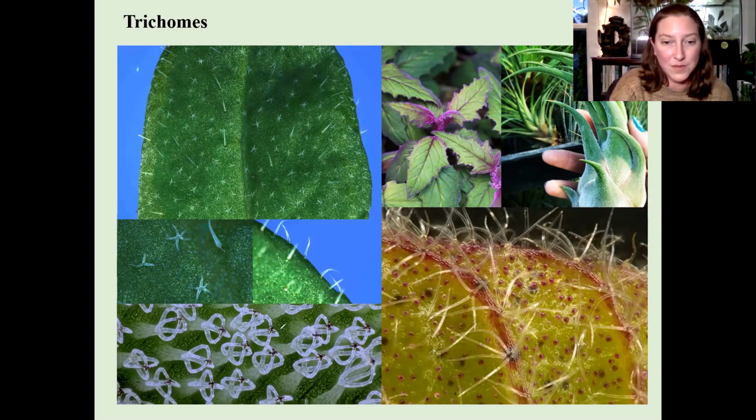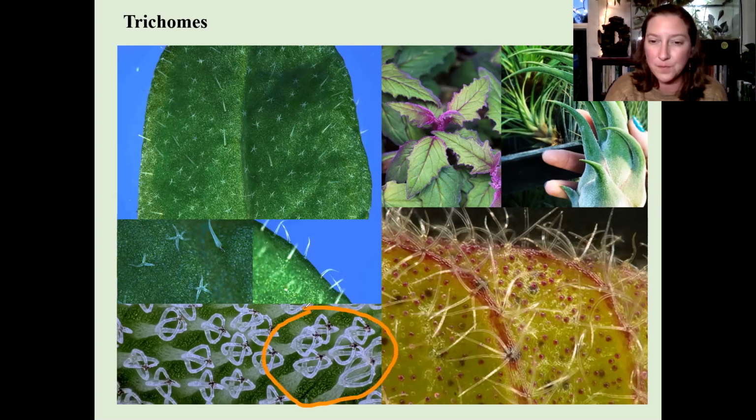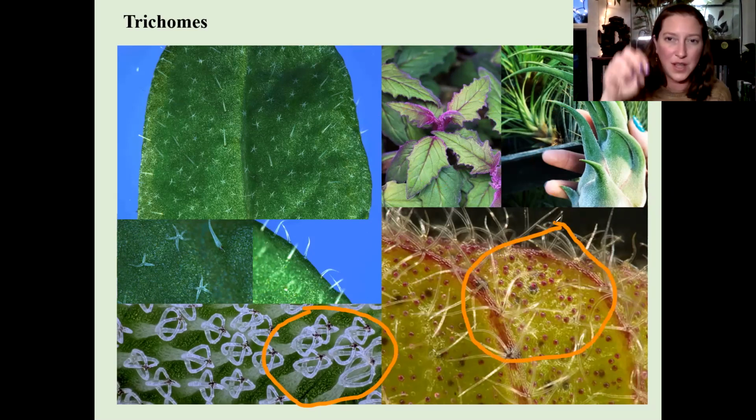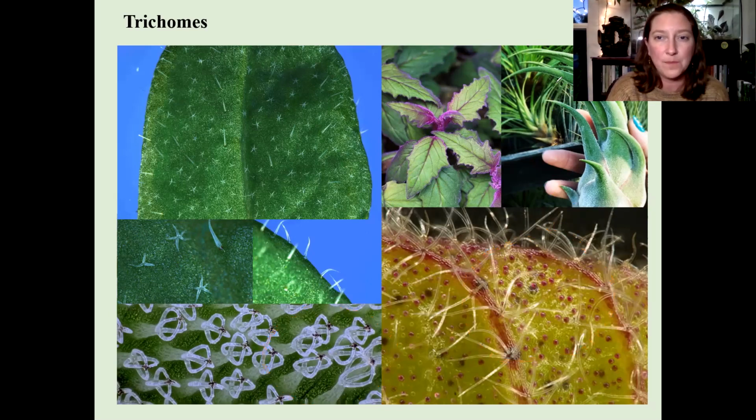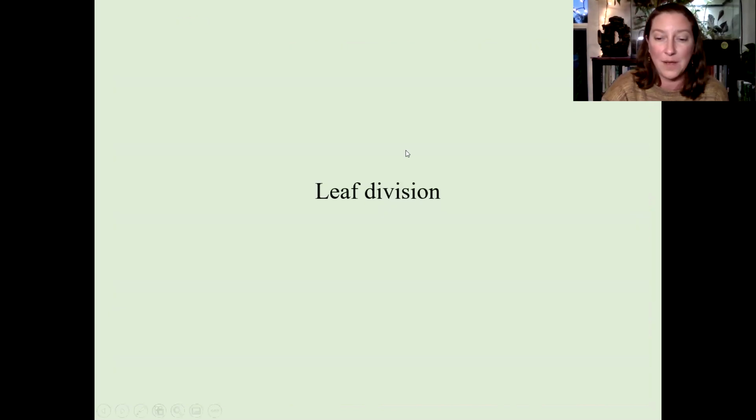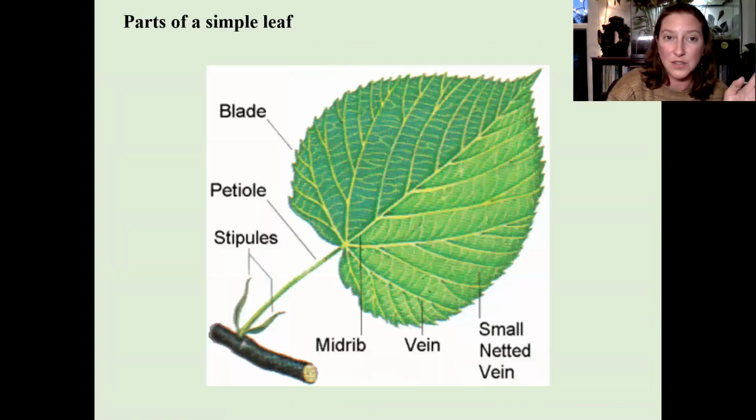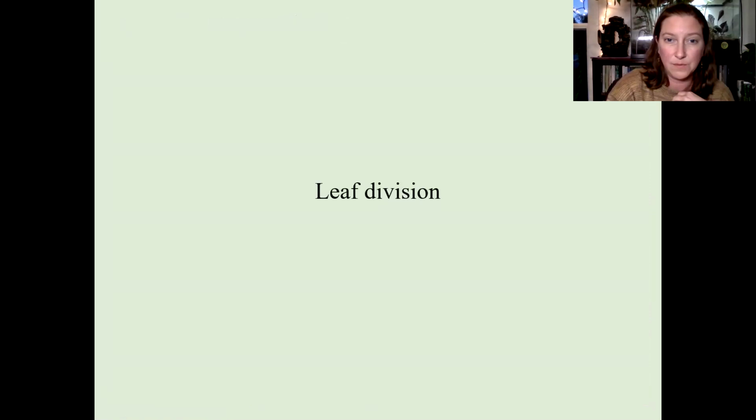Sometimes trichomes can be almost like little hooks, shown down here. And sometimes they can have stinging properties and actually hurt. Either way, the hooks or the stinging properties are to prevent insects from eating the leaves. So that's another thing that leaves have. Okay, so that was all the external parts of a leaf.